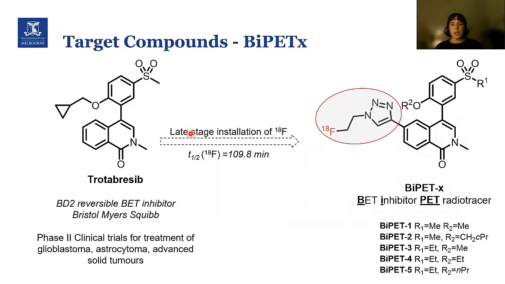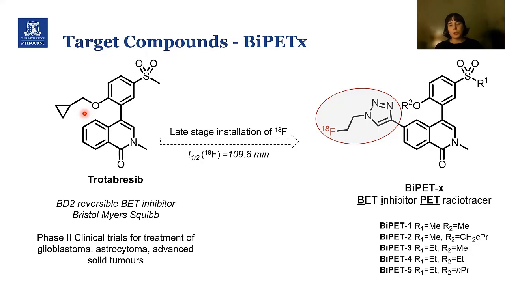So to go about designing a PET radiotracer, we thought using an already known BET inhibitor, a small molecule BET inhibitor, would be a good place to start. While there's a whole host of these small molecule BET inhibitors, this inhibitor in particular, called trodebrezib, caught our attention. This is a BD2 selective reversible BET inhibitor produced by Bristol Myers Squibb, and it's currently in a few phase 2 clinical trials for the treatment of glioblastoma, astrocytoma, advanced solid tumors, as well as in combination therapy with temozolomide for the treatment of glioblastoma.